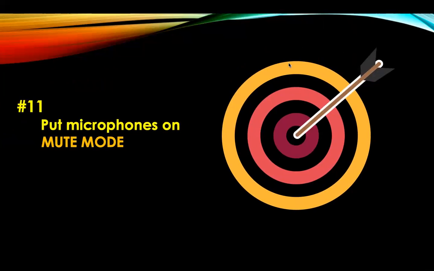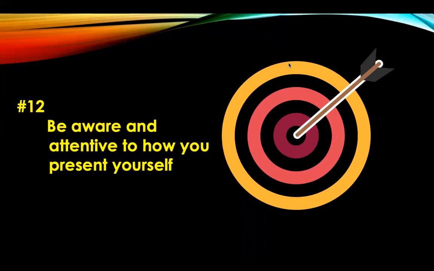Protocol number 11. Put microphones on mute mode. If you have unmuted your microphones, then any disturbance in your room will affect the entire class. And if many students are unmuted, then this could lead to a lot of chaos. Finally, protocol number 12. Be aware and attentive to how you present yourself. Presentation is important. It is essential to remember that you should wear formal clothing like a shirt and a pant rather than putting on pajamas or shorts as if you are at home.